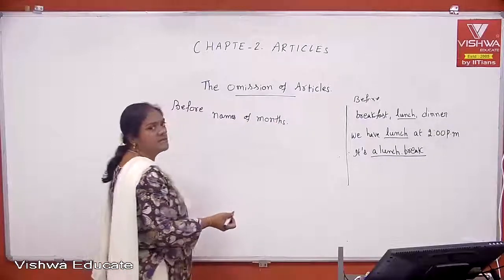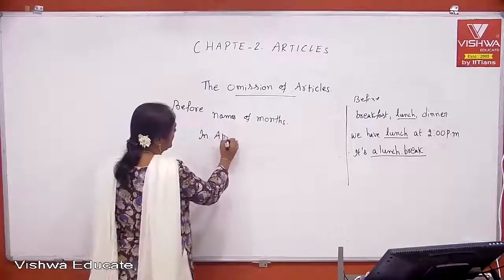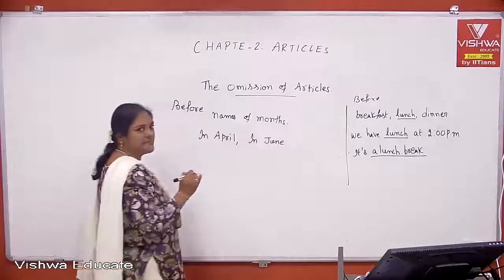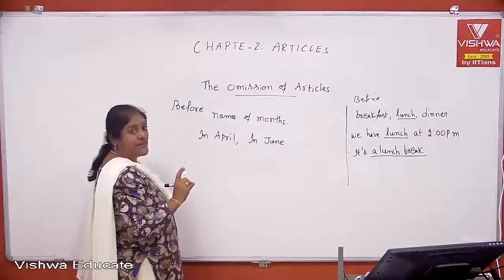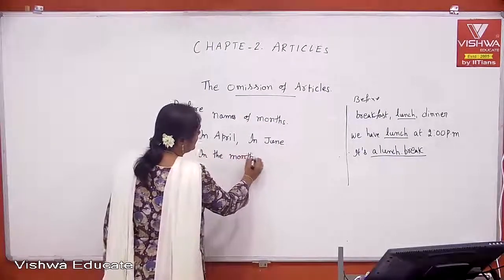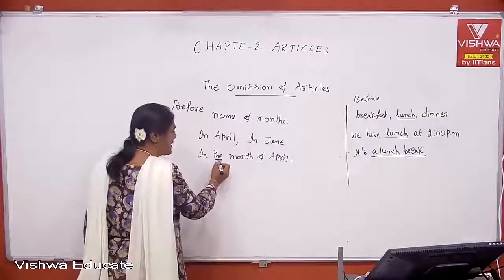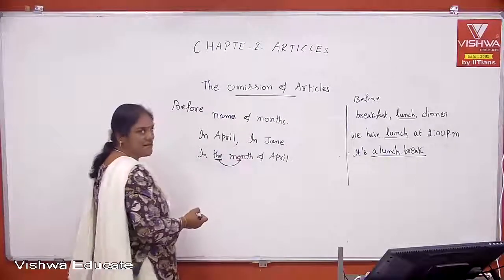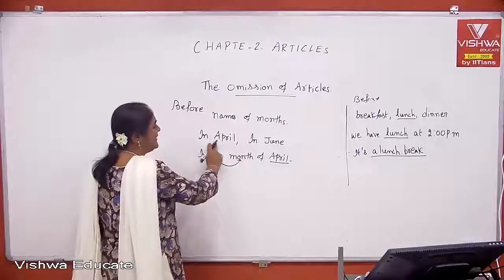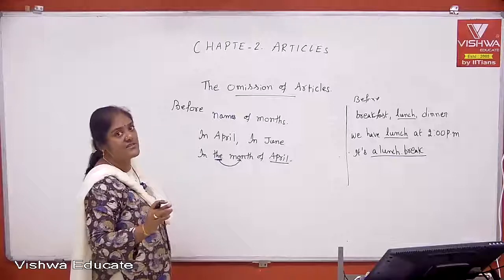Then, we do not use articles before the names of months. We say in April, in June, etc., without article. Don't get confused. Sometimes you may be given in the month of April. This is different, my dears. But we are using the. This is coming before this common noun month, not before the name of the month. Okay? So no confusion, right? So we say in April, in June, in December, in February, in March, etc.